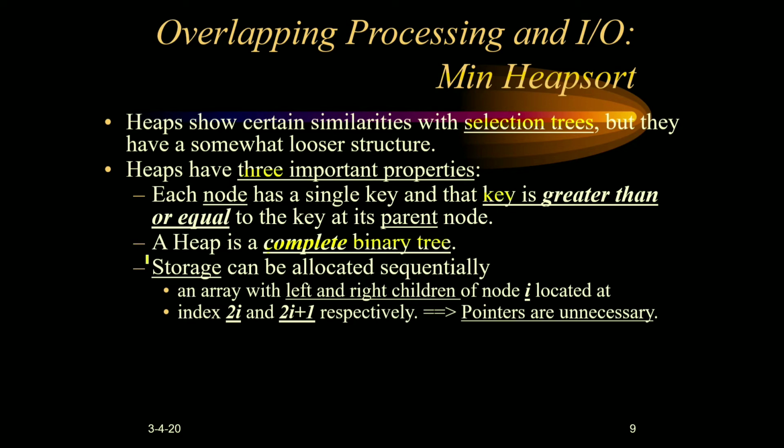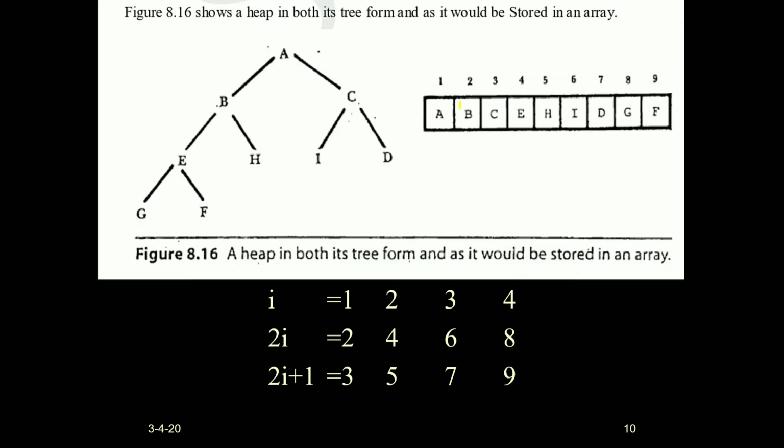When we talk about the storage of the heap, if the parent node is node i, then the child nodes are placed in the array at location 2i for the left child, and the right child is placed at 2i plus 1. In this case there is no need for a pointer. We just do the calculation and allot the value at 2i for the left child, and 2i plus 1 holds the right child. This is how it looks.